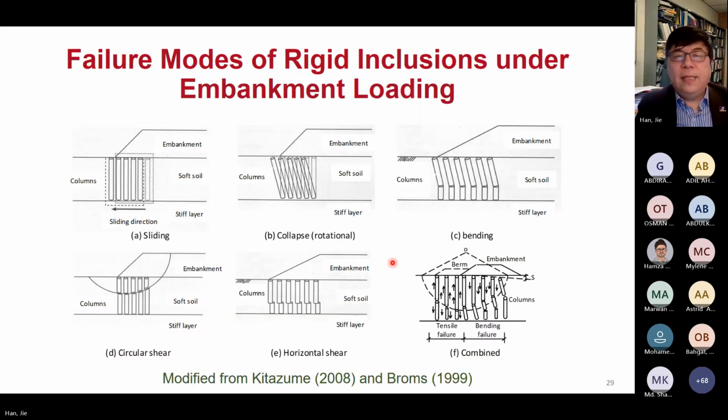Okay. Now let me move on to the next matter regarding the failure modes of rigid inclusions under embankment loading. The one I should talk about is under vertical load, but under an embankment, you may have sliding failure, you may have location failure, maybe the rigid inclusion even breaks, or maybe, as Broms mentioned, it's a combination of compression, tension, and even shear or bending, or those modes together.